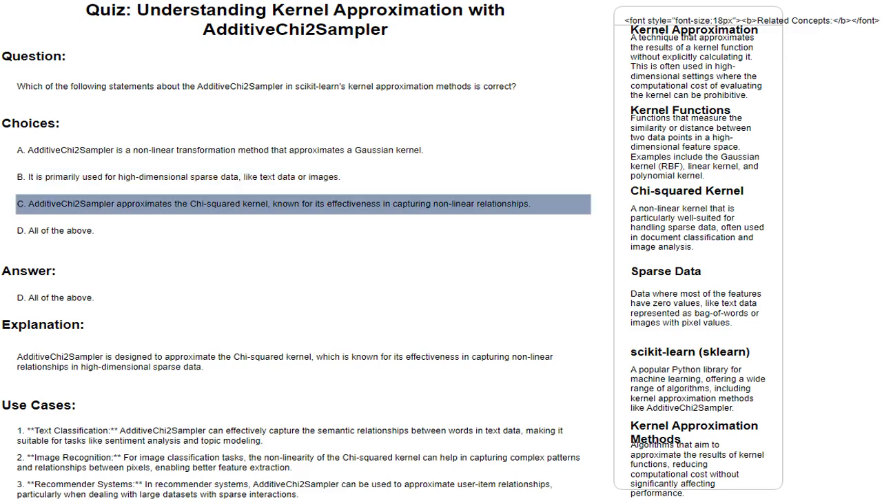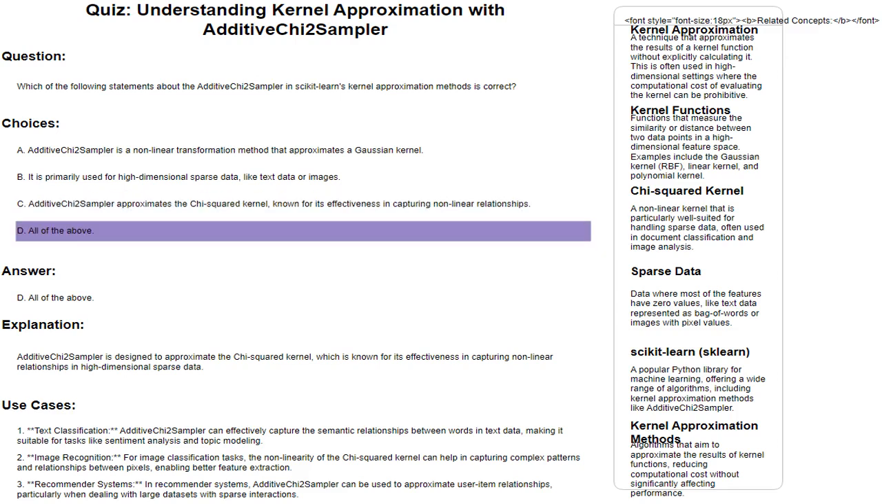C. Additive Chi2 sampler approximates the chi-squared kernel, known for its effectiveness in capturing nonlinear relationships. D. All of the above.